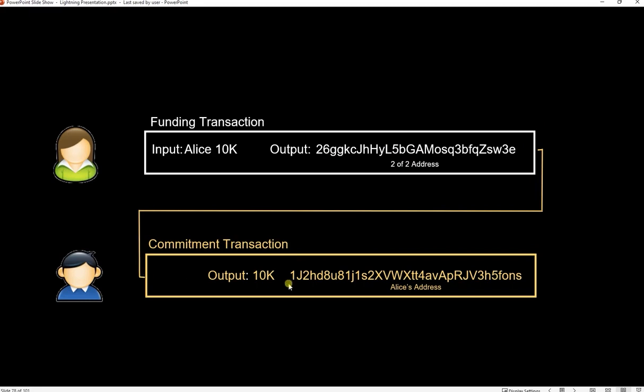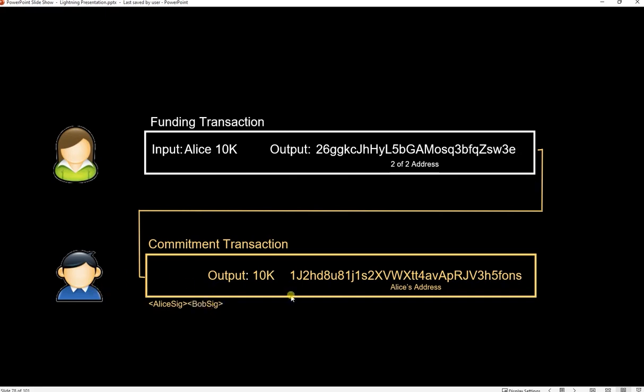She's going to create not a spending transaction, she's calling it a commitment transaction, where she sends all the funds to who? To herself. She's basically doing a refund transaction. And then she's giving it to Bob, and she's like, Bob, I need you to sign this, all right? I signed it. I need you to sign it. And Bob, sure, he signs it.